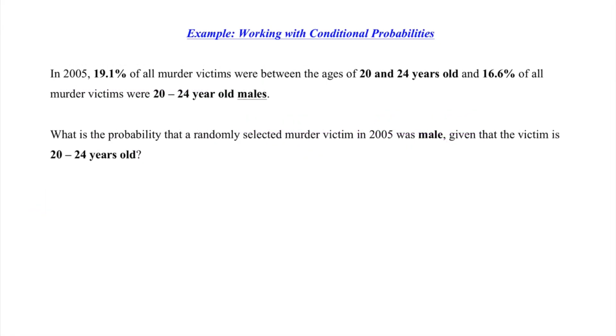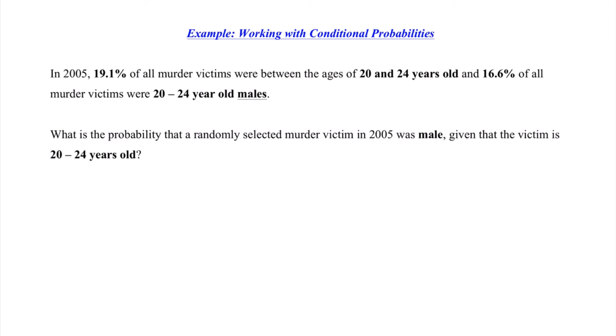Heading into our next example then, we're stepping it up a notch as it gets a little more sophisticated. In 2005, we're told that 19.1% of all murder victims were between the ages of 20 and 24 years old, and 16.6% of all murder victims were 20 to 24-year-old males. They ask us, what is the probability that a randomly selected murder victim in 2005 was male, given that the victim is 20 to 24 years old?